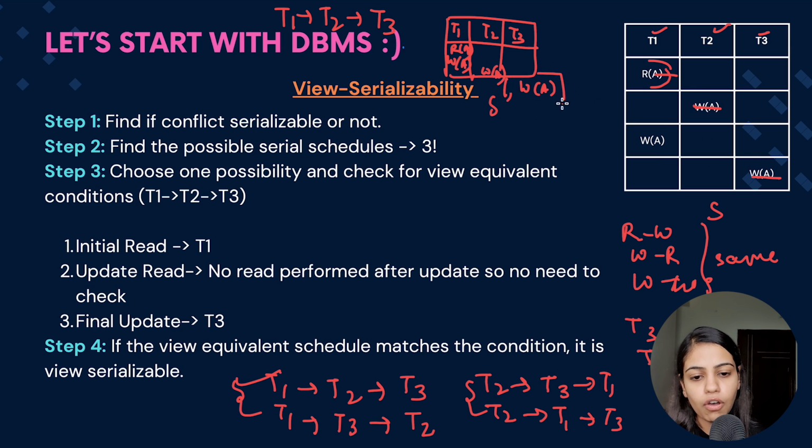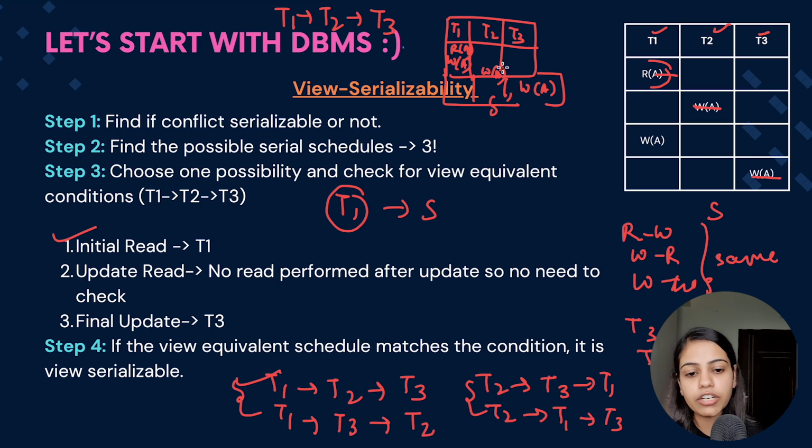So let's go through all the conditions which we discussed, which two schedules S and S dash need to follow to be view equivalent. The first one was initial read. So let's see what the initial read is in this particular schedule S. Here the initial read of A is happening in T1. So T1 is having the initial read in S. Now coming to S dash, T1 is again having the initial read on A. So we can say that the initial read is the same in S and S dash.